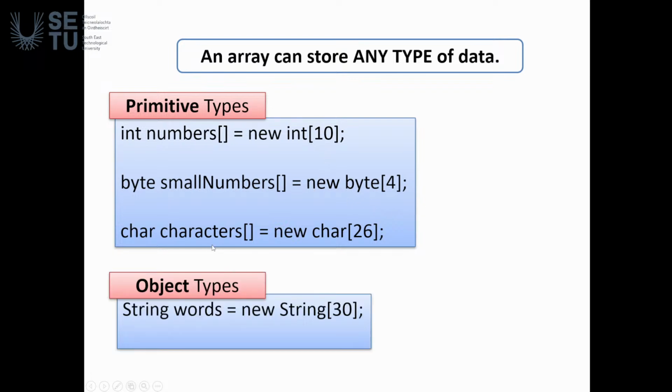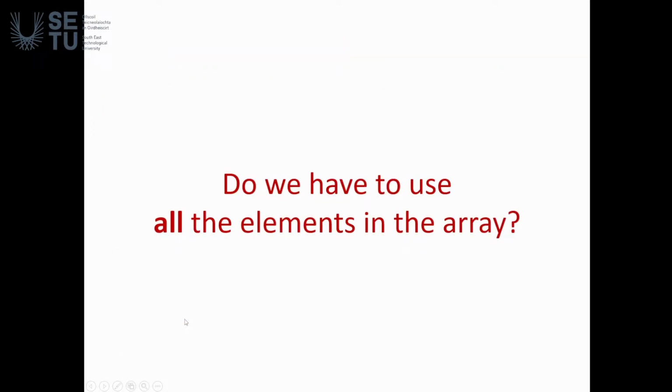Okay, the only objects that we've looked at so far have been String. So here we're creating an array called words. Oops, there's actually a missing square brackets there. Sorry.